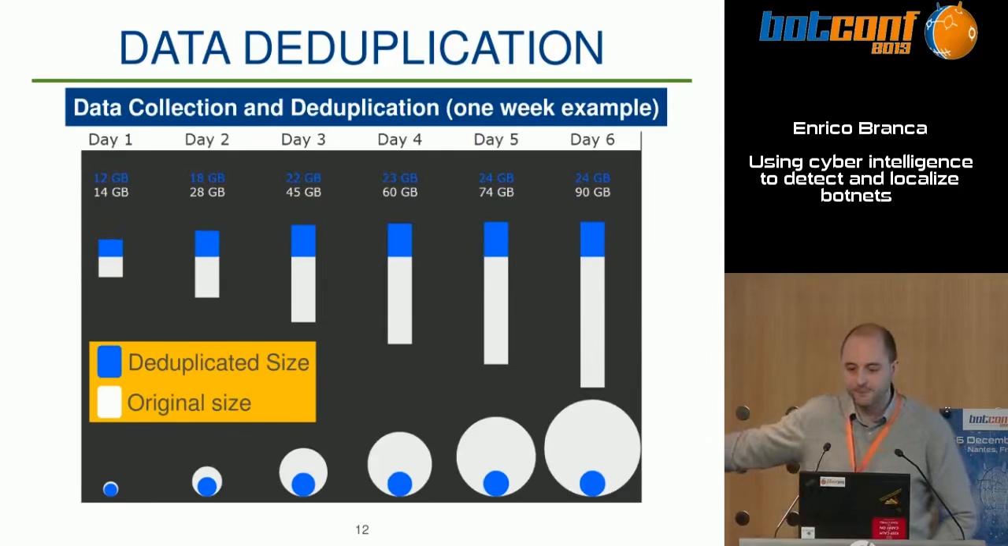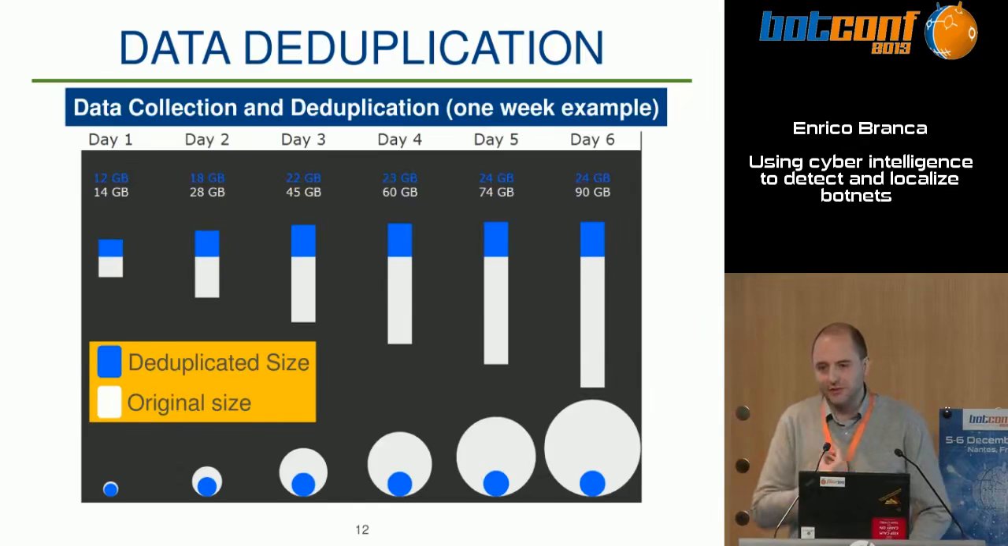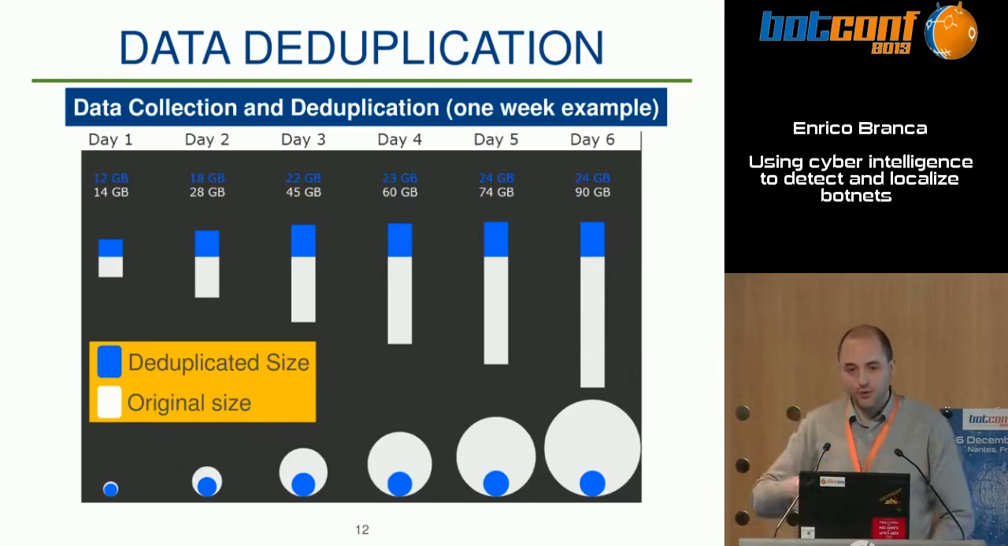So this is the first week. We start with 12 gigabytes of deduplicated stuff. We receive 14 gigabytes. But at the end of the week, we receive 90 gigabytes, and the size of the data is 24 gigabytes. Because we deduplicate everything.